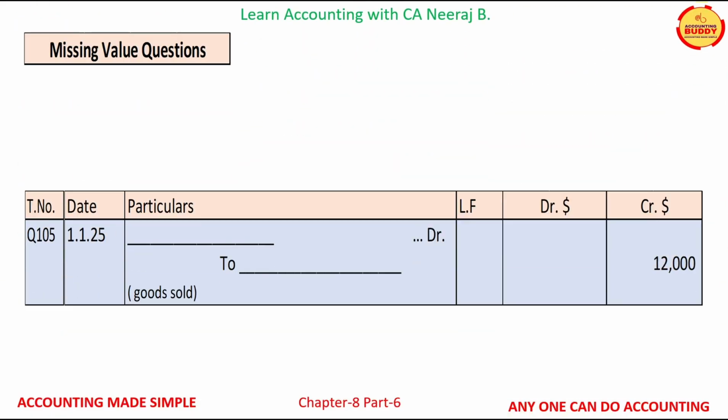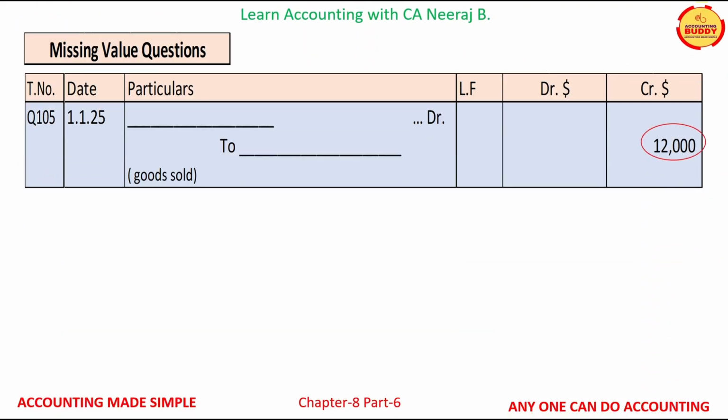Question number 105 is goods worth $12,000 sold. The entry for this transaction will be debit cash account and credit sales account. Cash account will be debited with $12,000.